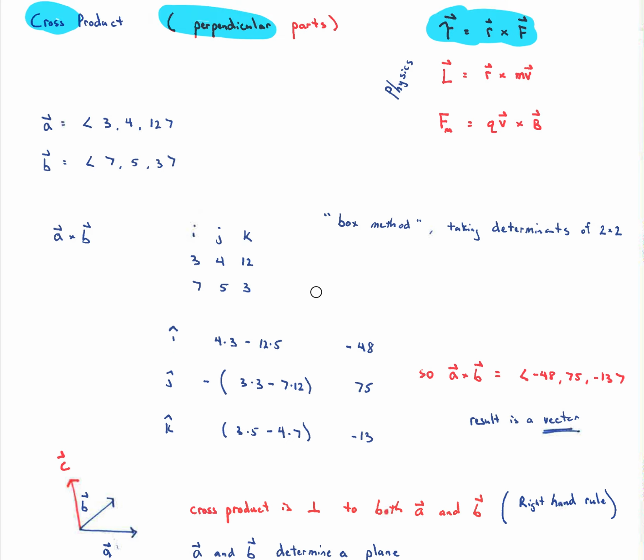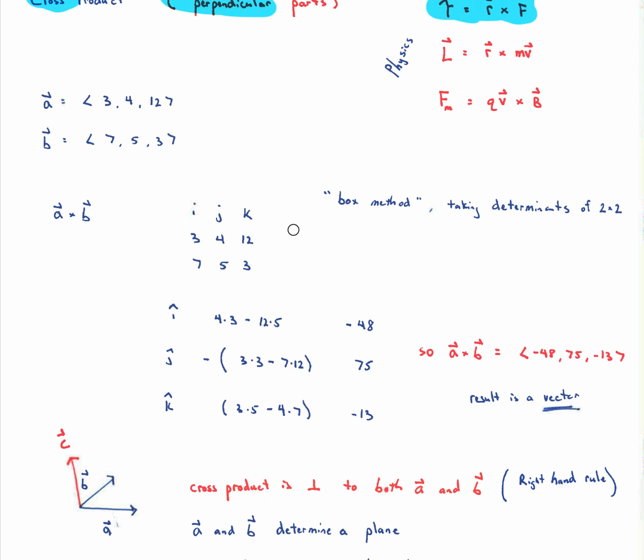So this is a little like determinants of a 2x2. You can kind of see this really quick, and eventually you'll probably use your calculator to do this. So if I have A cross B, what you're going to do is write i, j, k, and then write out vector A and vector B below, and then you're going to take the determinant. The cool thing about the cross product is that the cross product between two vectors is actually another vector. And again, that's really important.